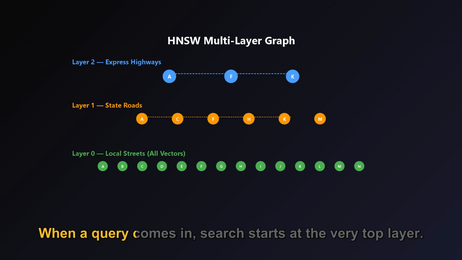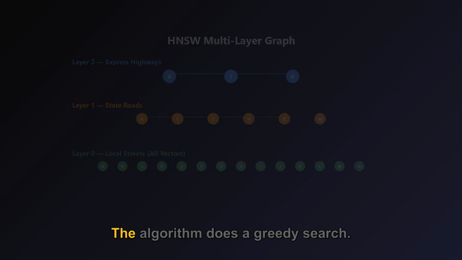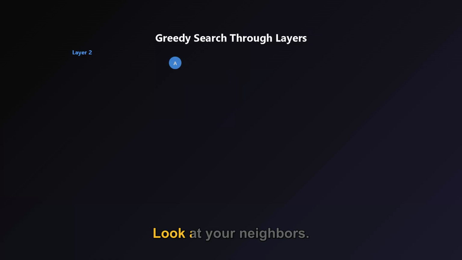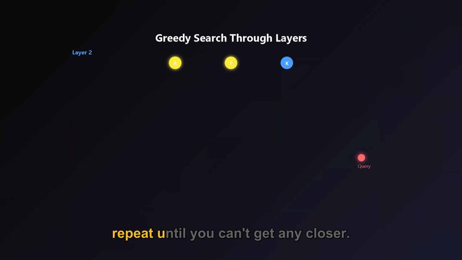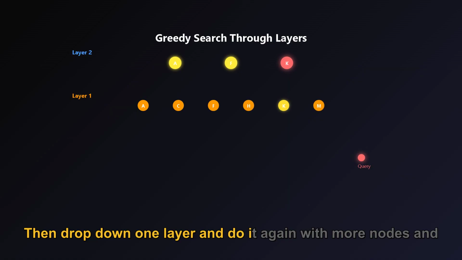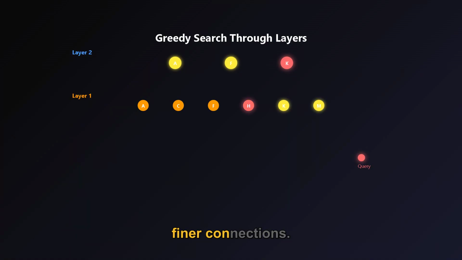When a query comes in, search starts at the very top layer. The algorithm does a greedy search. Look at your neighbors. Jump to whichever one is closest to the query, and repeat until you can't get any closer. Then drop down one layer and do it again with more nodes and finer connections.